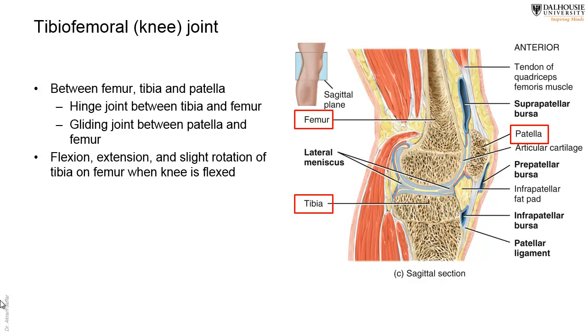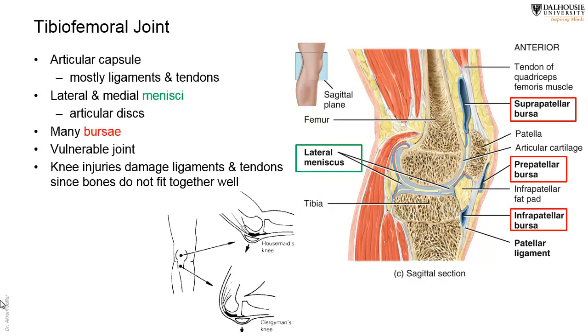So the joint between the tibia and the femur is a hinge joint, and this one is a plane joint, a gliding joint, which allows gliding movement between the patella and the femur. So the joint allows flexion and extension, and some degree of rotation is allowed during flexion of the joint.